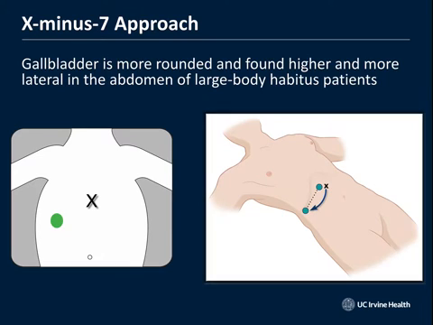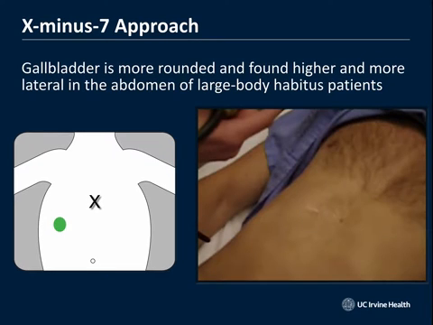So he just described the subcostal approach. The X-7 position is for larger patients. This is where you start at the xiphoid process and move laterally. Sometimes you go between the ribs and use a smaller footprint probe. This is where he describes that technique.